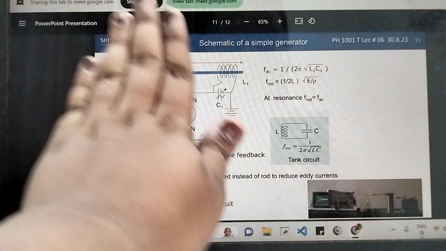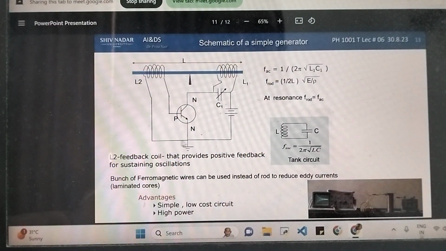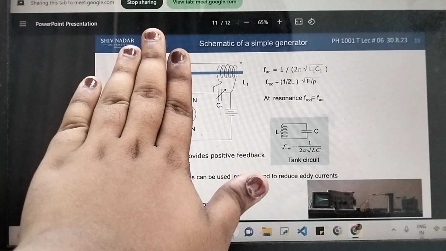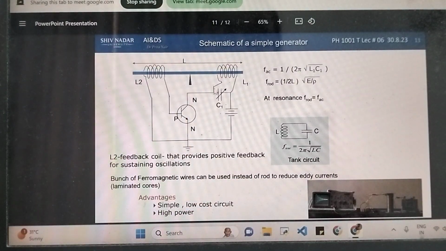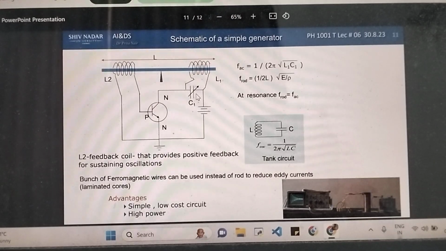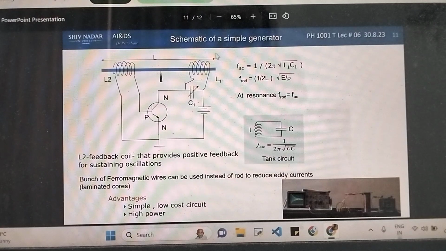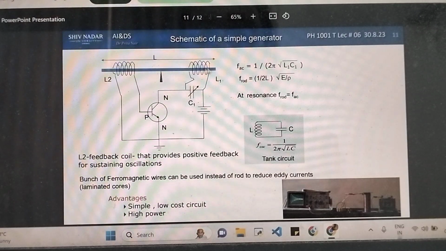Now I want you to not look at this left hand side portion for a minute, the NPN, the L2, that portion, just imagine it doesn't exist. Imagine your circuit only consists of this rod, this coil, capacitor and key. So the battery generates current, it passes through this circuit, it goes through this coil L1. So now you have a current carrying coil and a magnetic material placed inside it. Naturally it will experience a force.